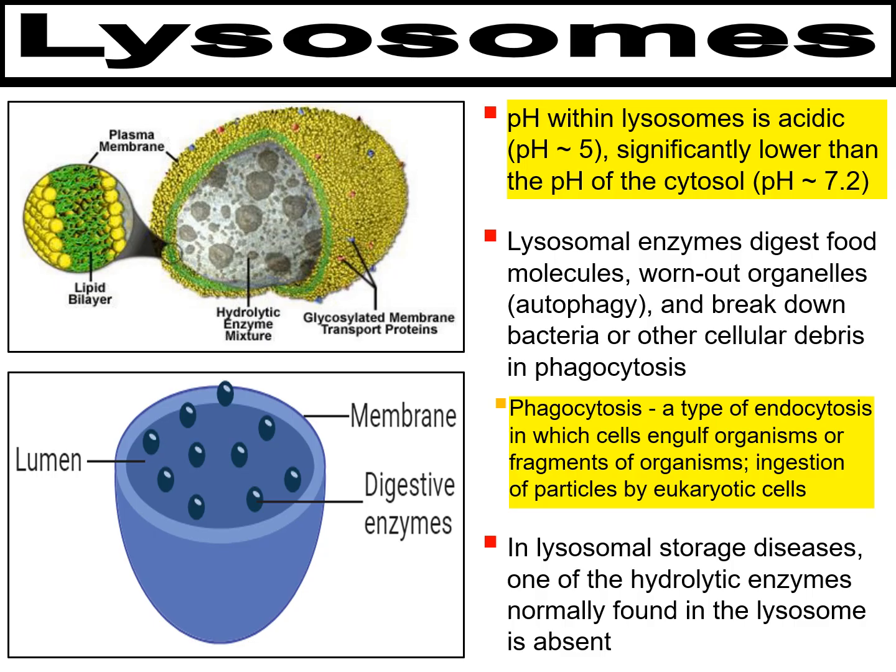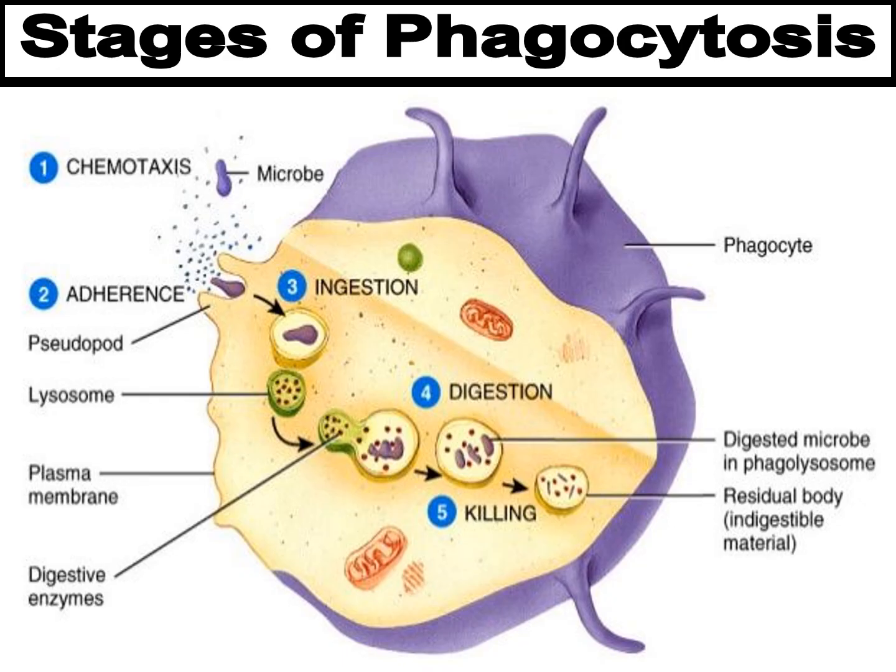The lack of specific enzymes in the lysosome can contribute to human disease. The process of phagocytosis includes 5 steps: chemotaxis, adherence, ingestion, digestion, and killing.